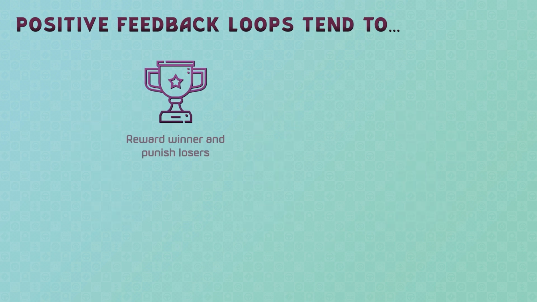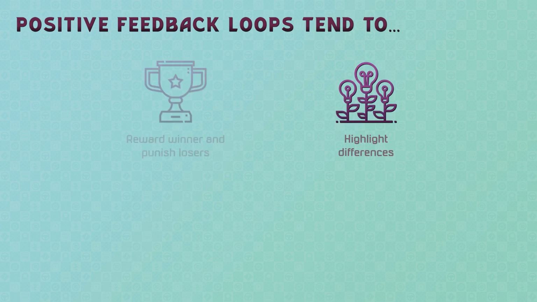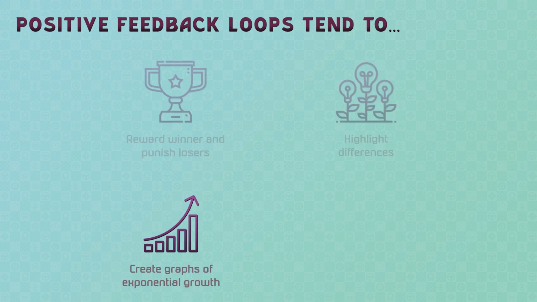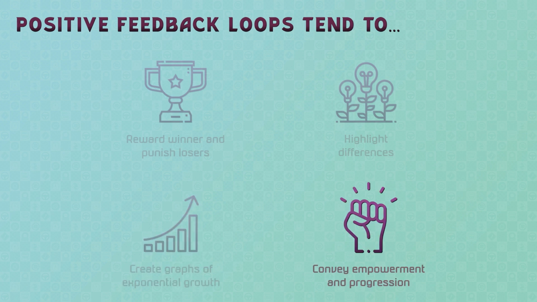Positive feedback loops reward those who are already winning in the game and punish those who are losing. Positive feedback loops amplify differences between players of different skill levels or between players who chose different strategies, and by amplifying, it highlights those differences. If you visualize the effects of a positive feedback loop, you will often create graphs of either exponential growth or exponential decline. And lastly, positive feedback loops are often part of a game's progression system because the exponential growth that they create is very well suited to convey a sense of empowerment and getting ahead.